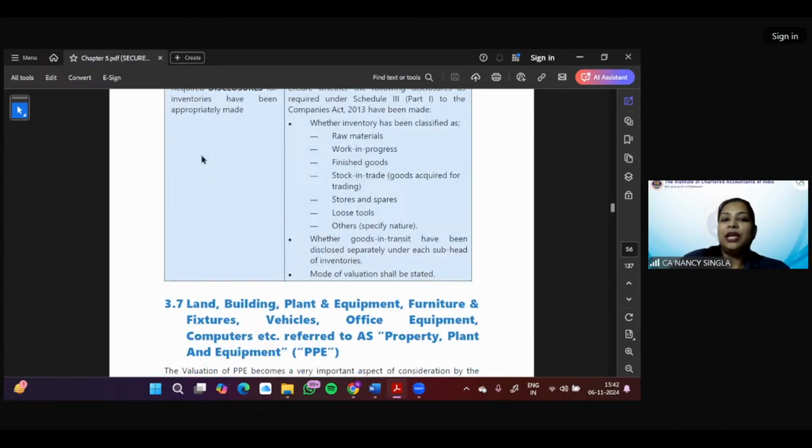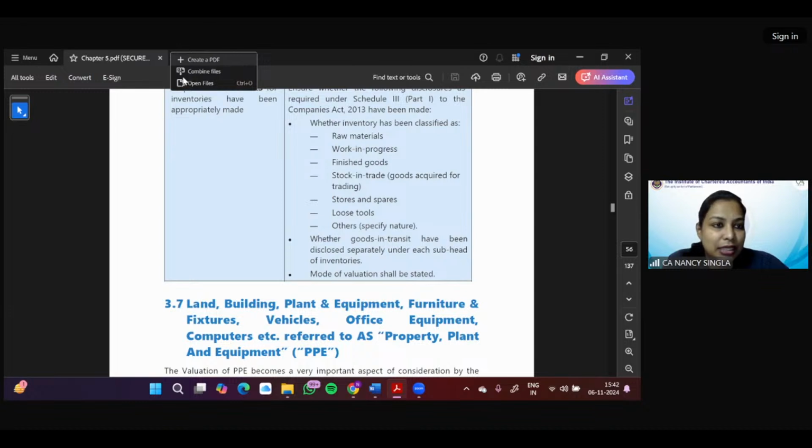Whether the inventory has been classified as raw material, work in progress, finished goods, stock in trade, stores and spares, loose tools and others. Whether goods in transit have been shown separately under each head. And last, the mode of valuation shall be stated. So this was with respect to your inventory.